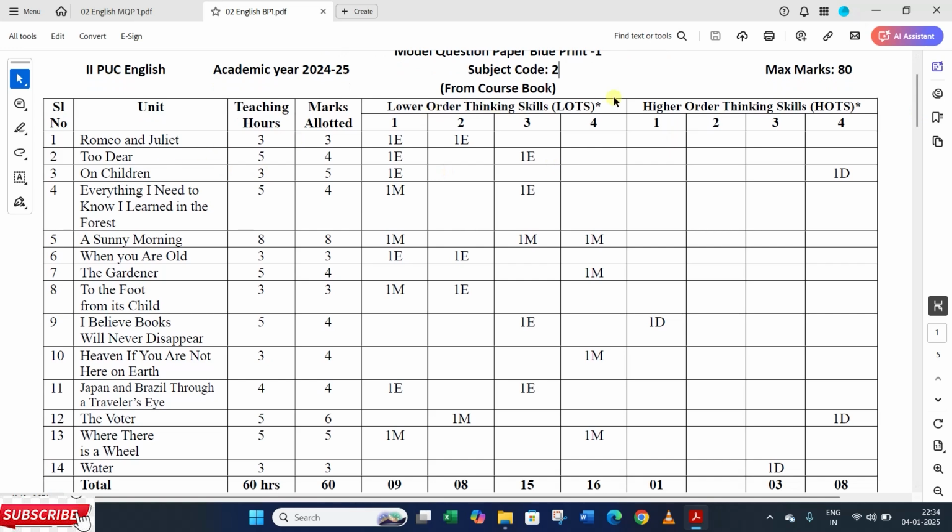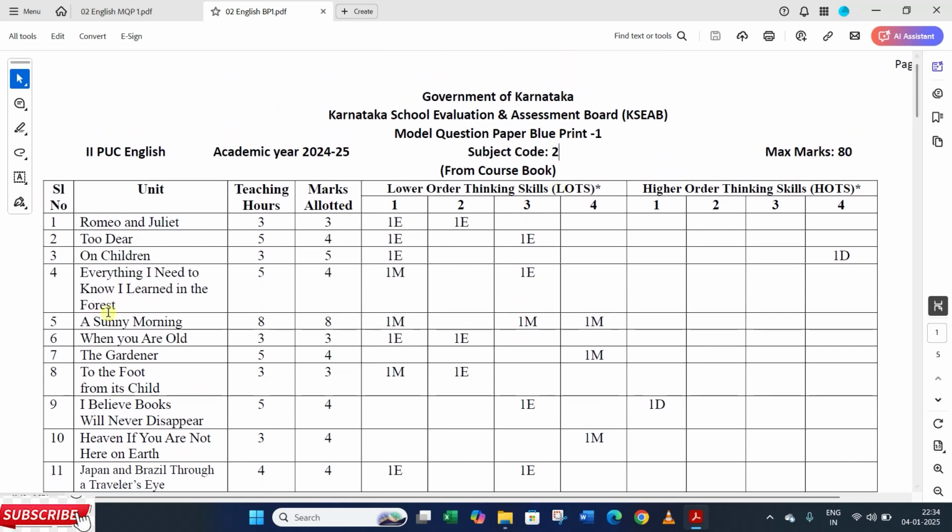So let us talk about the very first unit of the course book, Spring, that is Romeo and Juliet. So this lesson has been given around 3 marks. You can see here, my students, this lesson has been given 3 marks. So lower order thinking skills questions: 1 mark 1 question and 2 mark 1 question. Right. So 3 marks in total.